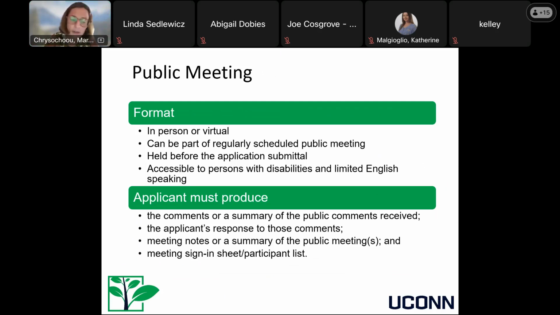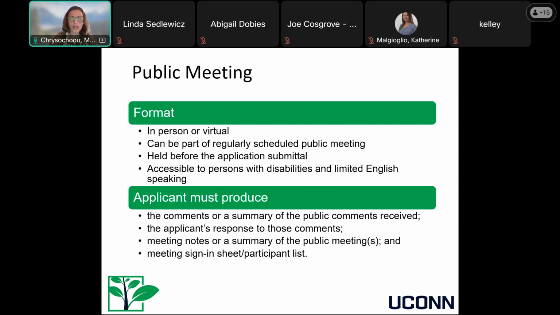And during and after that meeting, you must produce for the proposal itself a summary of the public comments received, the applicant's response to those comments, the meeting notes or a summary of the public meetings, and the meeting sign-in sheet participant list. So all of those are attachments to the proposal itself.